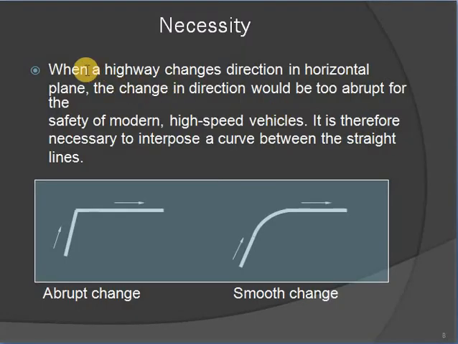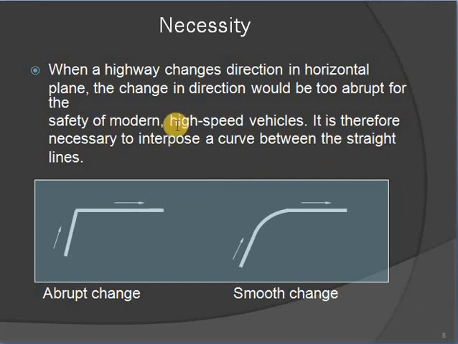Necessity: why do we provide curves? Let us see. When a highway changes direction in the horizontal plane, the change in direction must account for the safety of modern high-speed vehicles. It is therefore necessary to interpose a curve between the straight lines.